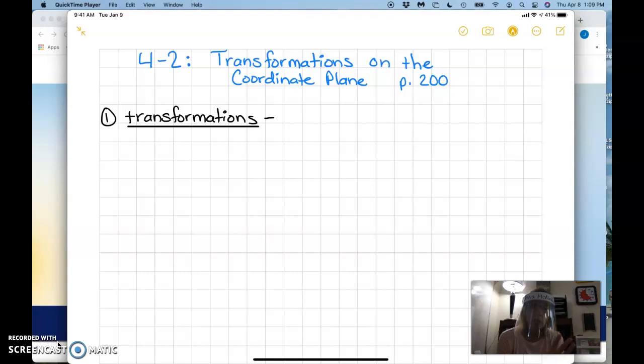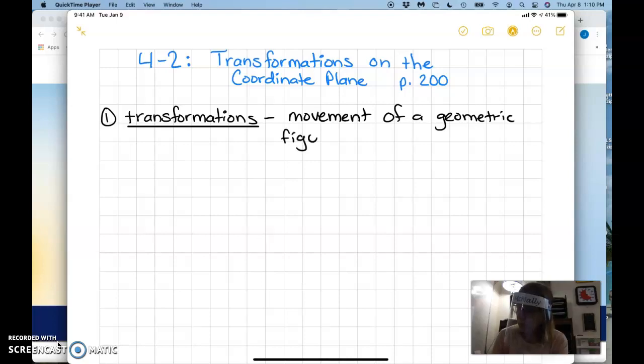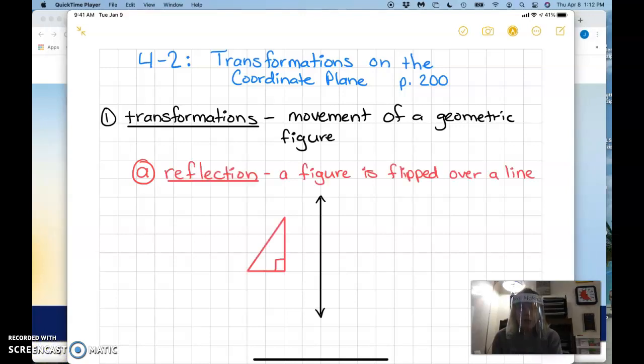But first, I want to tell you that all of those ways are called transformations. And a transformation is a movement of a geometric figure. So under transformations now we have 4 different types. So let's start with reflection. All right, so a reflection is a figure that is flipped over a line.